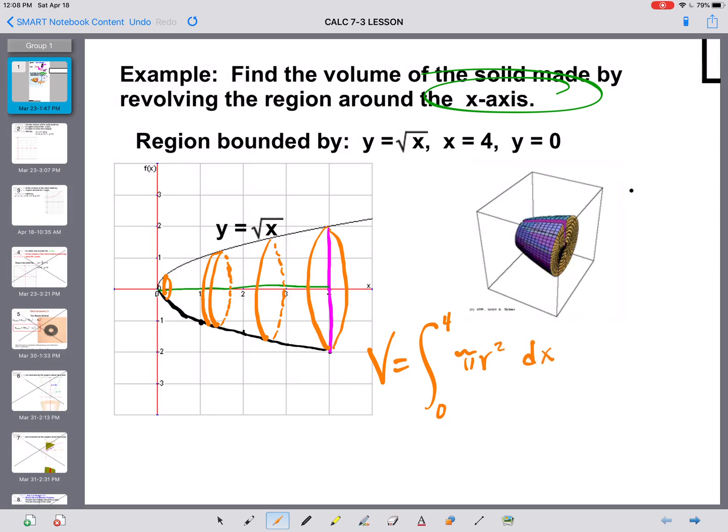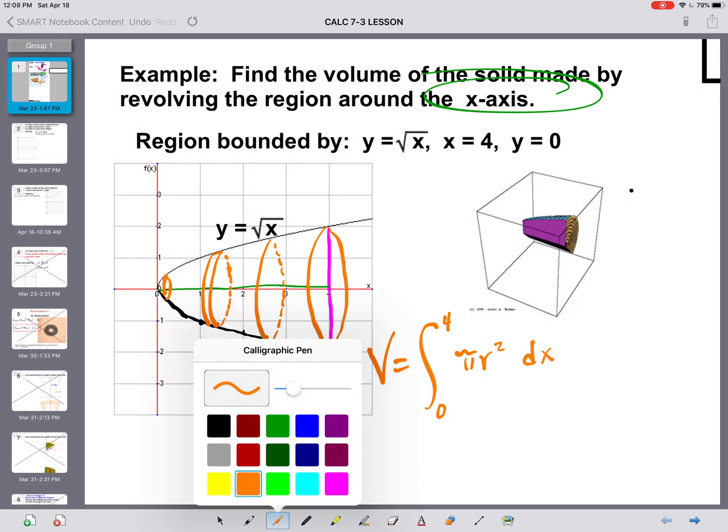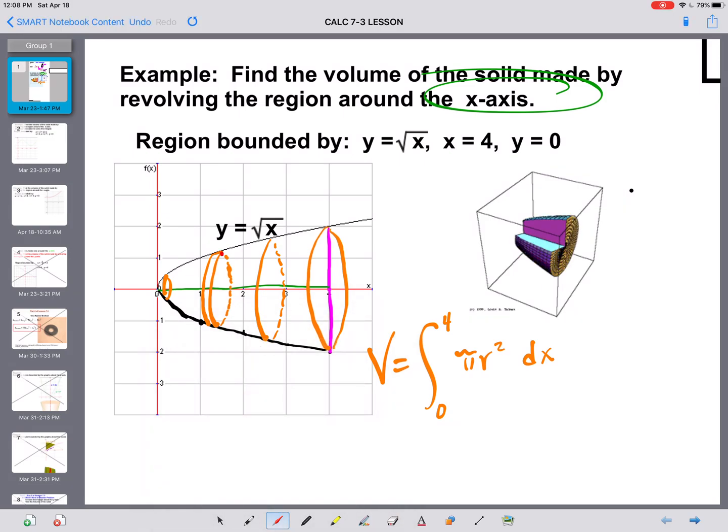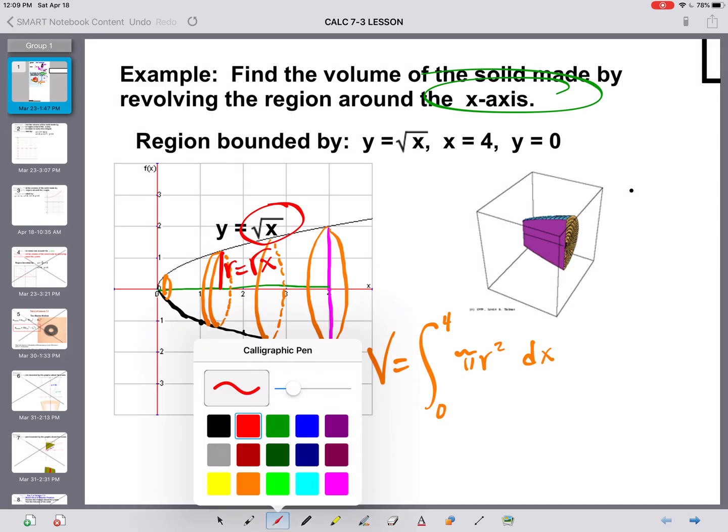Now, what is the radius? Right here, there's the radius. What is the radius equal to? Well, the radius is equal to the y, because it goes up in the y direction. But what is the y equal to? Oh, the y is equal to square root of x. So the radius is the square root of x. Let's go ahead and plug it in.